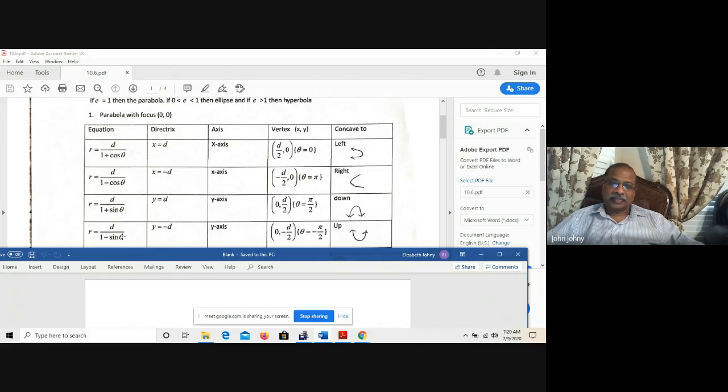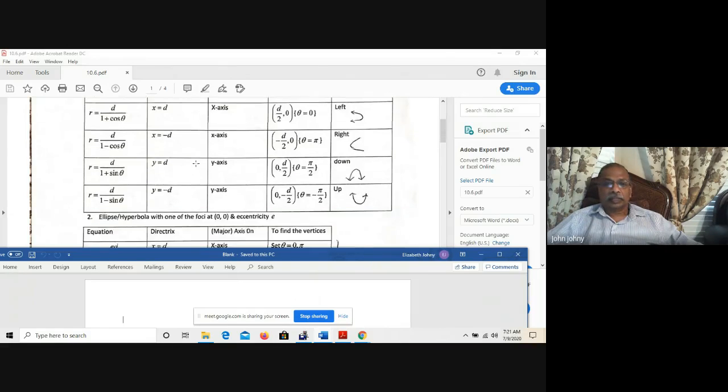Y is equal to negative D is the directrix. Y-axis is the axis. 0, D over 2 is the vertex, and the graph is concave up. So there are four cases. R is equal to D over 1 plus cos theta, concave to the left. D over 1 minus cos theta, concave to the right. D over 1 plus sine theta, concave down, and D over 1 minus sine theta, concave up.